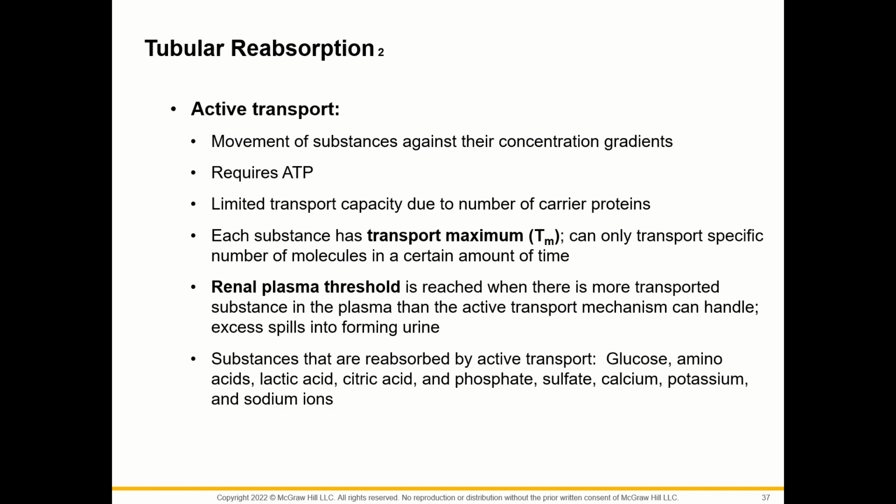It has limited transport capacity due to the number of carrier proteins. Each substance has a transport maximum. It can only transport a specific number of molecules in a certain amount of time. The renal plasma threshold is reached when there is more transported substance in the plasma than the active transport mechanism can handle. The excess spills into forming urine. Substances that are reabsorbed by active transport are glucose, amino acids, lactic acid, citric acid, and phosphate, sulfate, calcium, potassium, and sodium ions. Remember I said proteins going into the urine is usually a sign of problems.